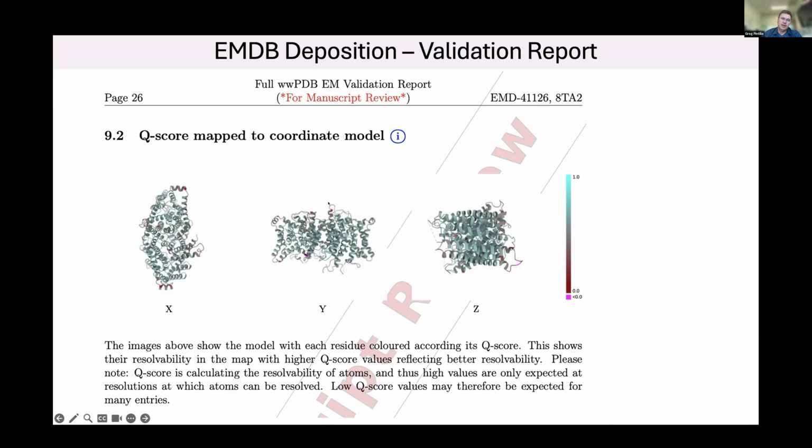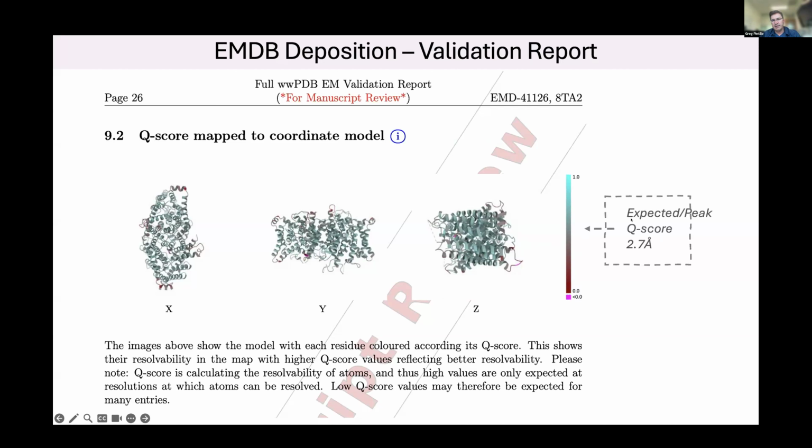So when you're looking at these Q-score visualizations, you have to remember that it's a representation of the resolvability of the map, but also possibly fit to map. And we'll talk more about this too.